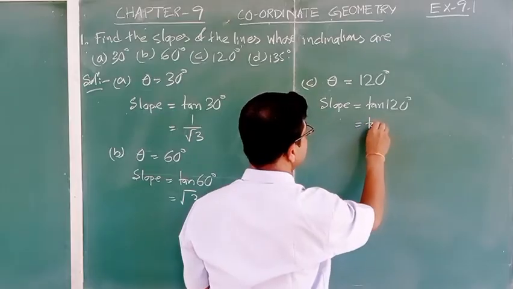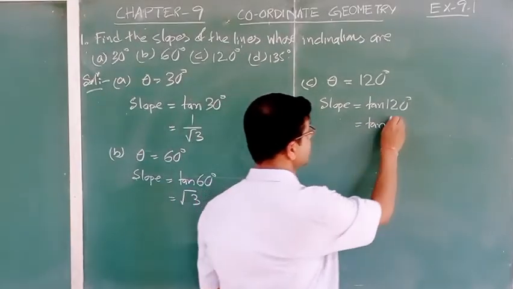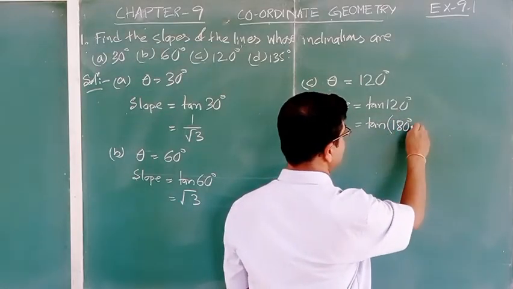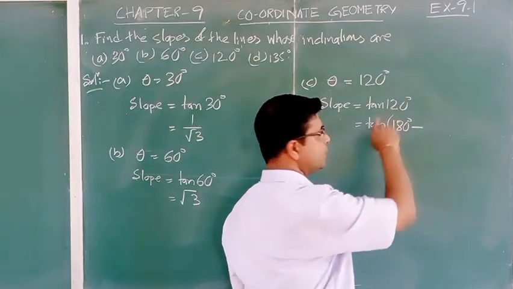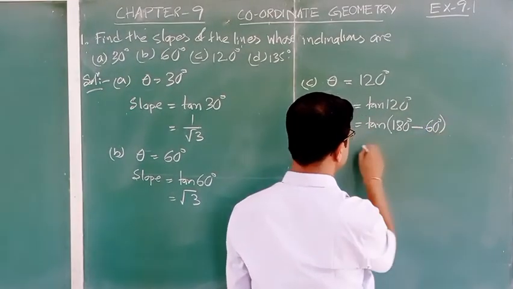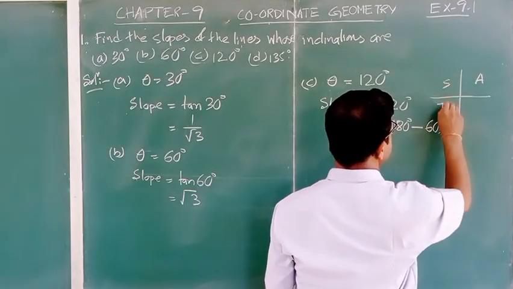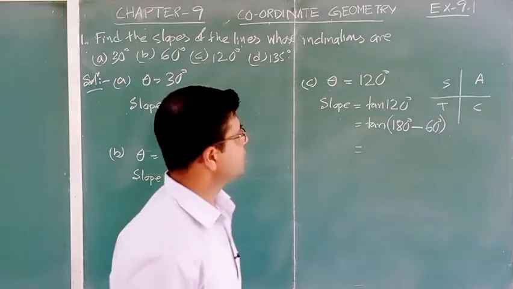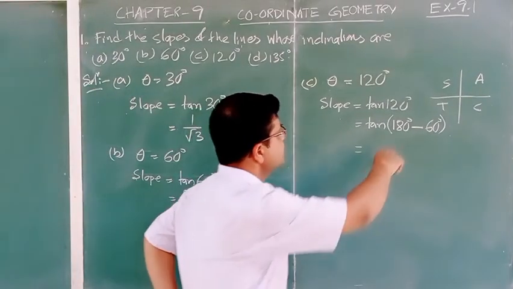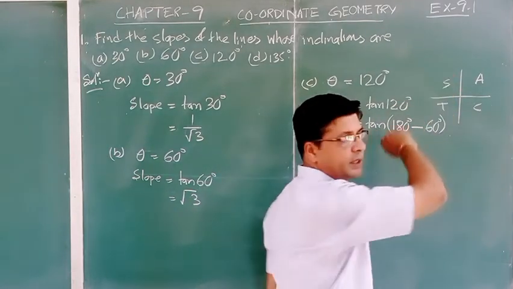Now this 120 degrees is not among the principal values, so how do we express it? We can express it as 180 minus something. To get 120 we subtract 60 degrees, because 180 minus 60 is 120. Now we know this is ASTC. It is in which quadrant? It is in the second quadrant, isn't it?